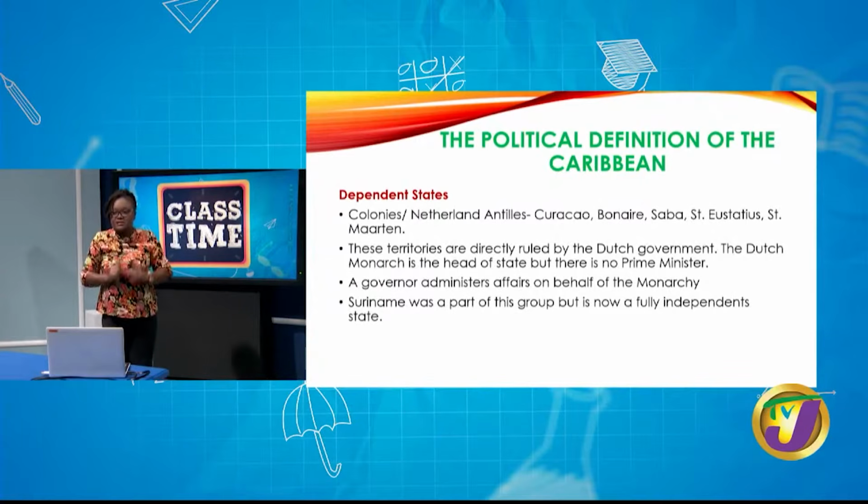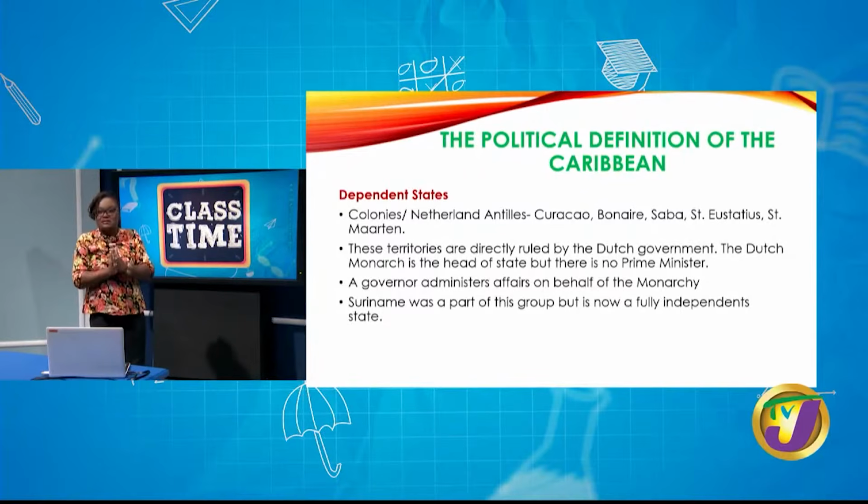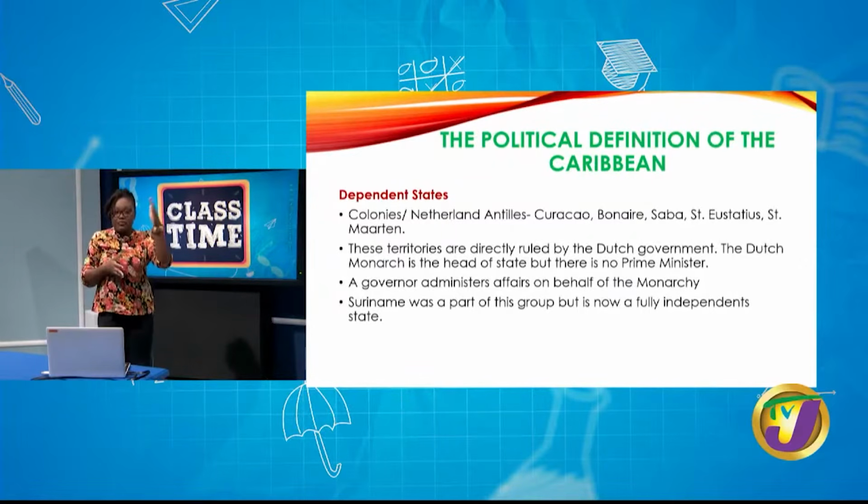Then we have dependent states now, and I've made sure to categorize them very differently. We're moving quickly along. The Netherlands Antilles: Curacao, Bonaire, Saba, St. Eustatius. So these are Dutch-owned areas. All right? And part of an island, which the Dutch call Saint Martin. These territories are directly run by the Dutch government, and the Dutch monarch is the head of state. There's no prime minister of their own, all right? So they have a governor who is appointed by the Dutch to handle the affairs in these countries.